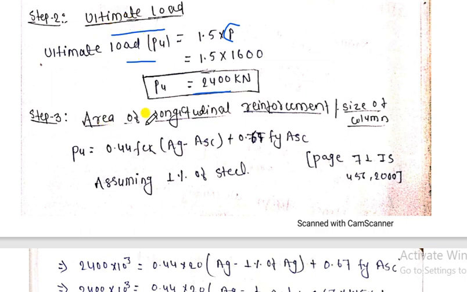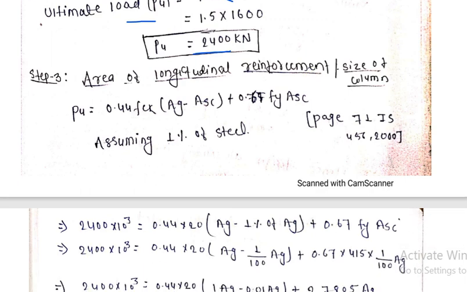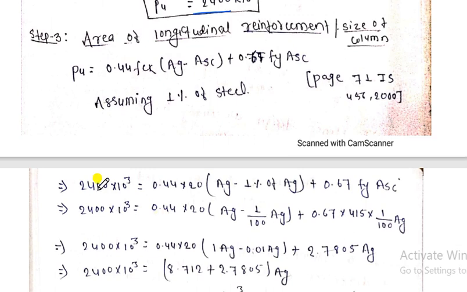Let's design this. We need to find out the size of the column, and the size of the column is not given. Okay, since the size of the column is not given, we will find the size of the column. So my dear friends, as given on page number 71, and we also know the 0.45 fck, that is the area of steel. My dear friends, area of steel, that is Ac, can also be taken as gross area.